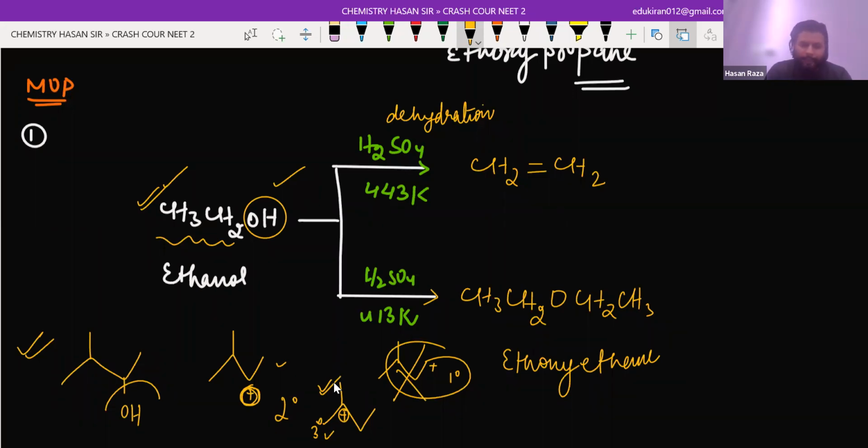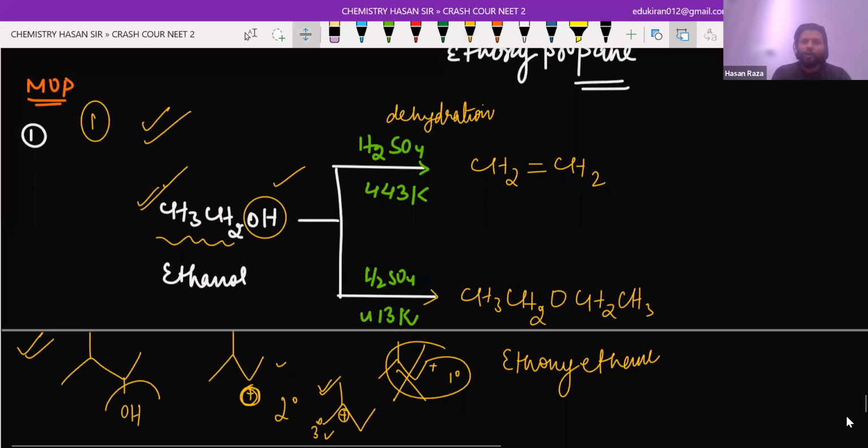Yes, sir. But if you look at the mechanism that is given in NCERT in this chapter, there is no formation of carbocation. That's why I just skip it. Okay, sir. So this is the first method to prepare ether. Can we move to the next? Yes, sir. Okay.